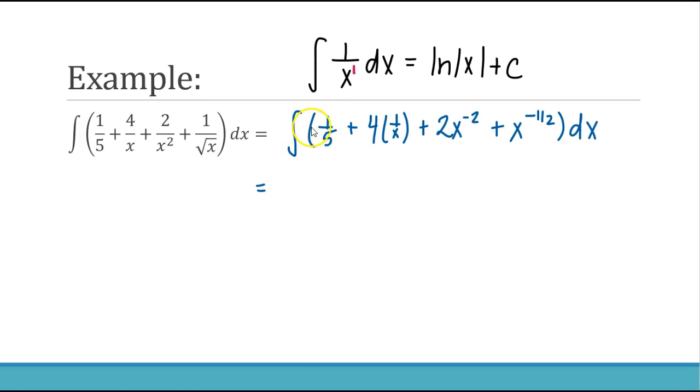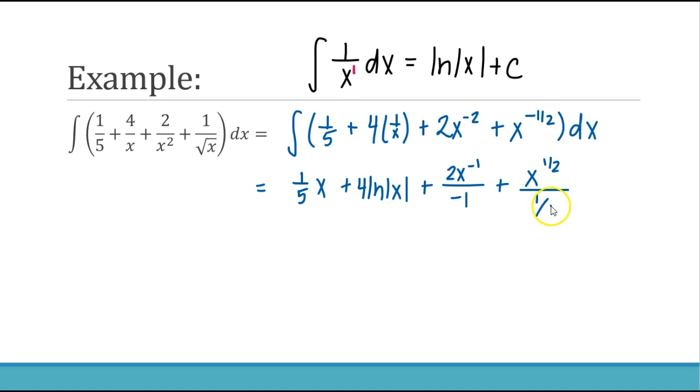I left the integral sign because I've only rewritten it. I haven't actually done an integral yet. Now I'm going to drop the integral sign and write 1/5 x plus 4 times the natural log of the absolute value of x. Remember that constant can just stay outside, and the integral of 1 over x is ln of the absolute value of x. And then for this next piece, I have plus 2x to the negative 1 over negative 1. So I'm adding 1 to the power and dividing by that new power. Plus x to the 1/2, if I add 1, divided by 1/2, plus c.